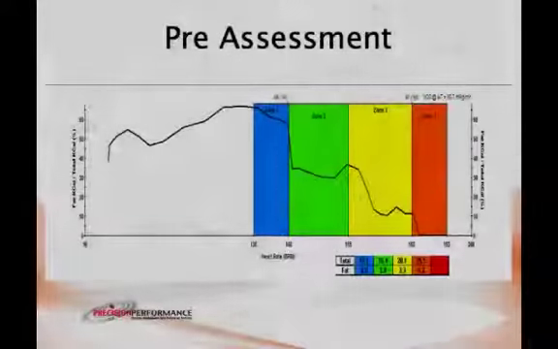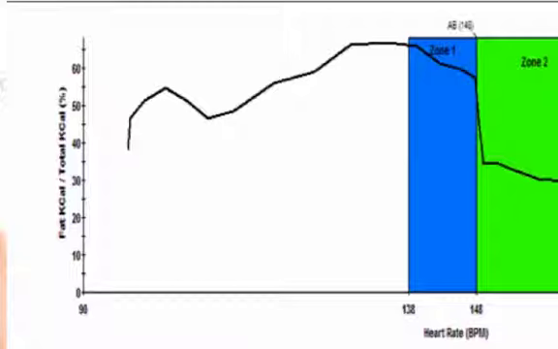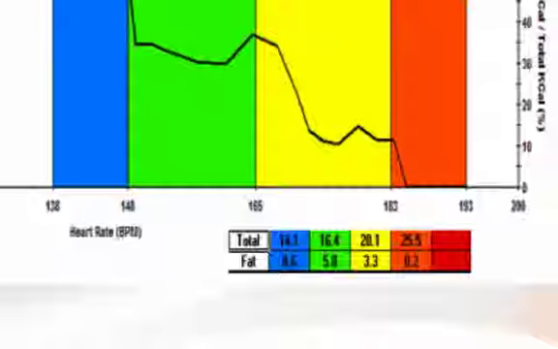The graph you're viewing shows a pre-test result. Take a look at the horizontal axis on the left. We can see that this person is using over 65% of the calories burned from fat, at approximately 130 to 138 beats per minute. As we look at the bottom of the graph, the multicolored blocks show us how many calories we are burning per minute and how many of those calories are coming from fat.